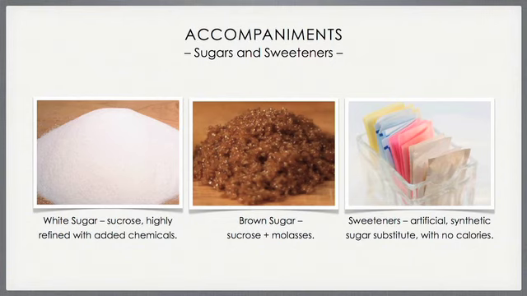Then there is sweetener, the artificial sweetener. This is a synthetic sugar substitute, making food and beverages taste sweet, but without the added calories. Artificial sweeteners are also known as intense sweeteners because they are often many times sweeter than regular sugar.